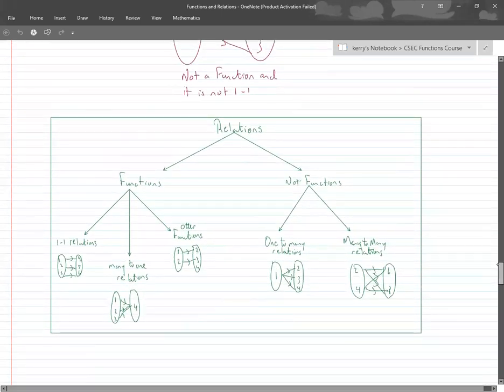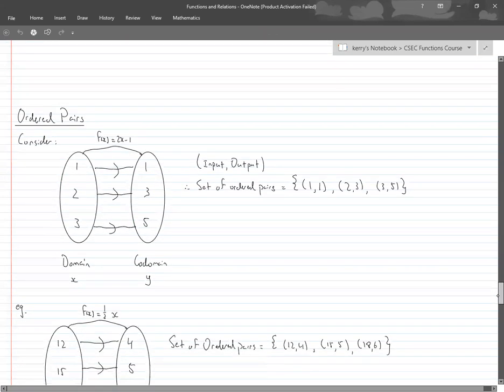Then we learned about the breakdown of relations, how relations can be broken down into either functions or not functions. Right? So all functions are relations, but not all relations are functions. And then under functions, you could break down into essentially three different classes. You could break down a function into either a one-to-one relation, a many-to-one relation, or just a plain function by definition. And then relations which are not functions can either be one-to-many or many-to-many. So that's a good thing to keep in mind there.